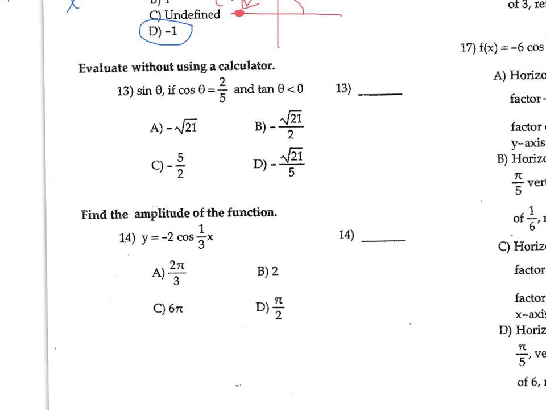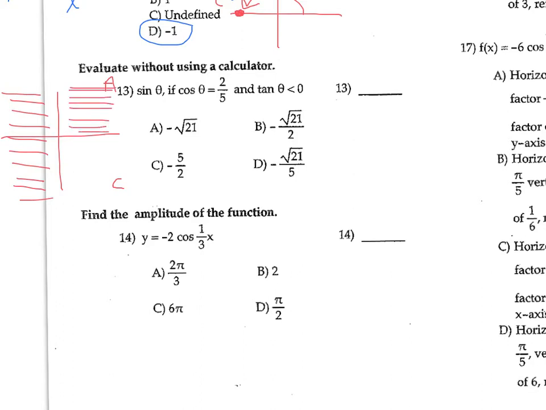And number 13 is kind of like the quiz. So you want cosine positive. Cosine is positive in the first and fourth quadrants, so we eliminate the second and third quadrants. You want tangent to be negative, so it cannot be in the first quadrant because that would be positive. Then cosine is adjacent over hypotenuse. So adjacent is 2, hypotenuse is 5. So we need to find the missing side.